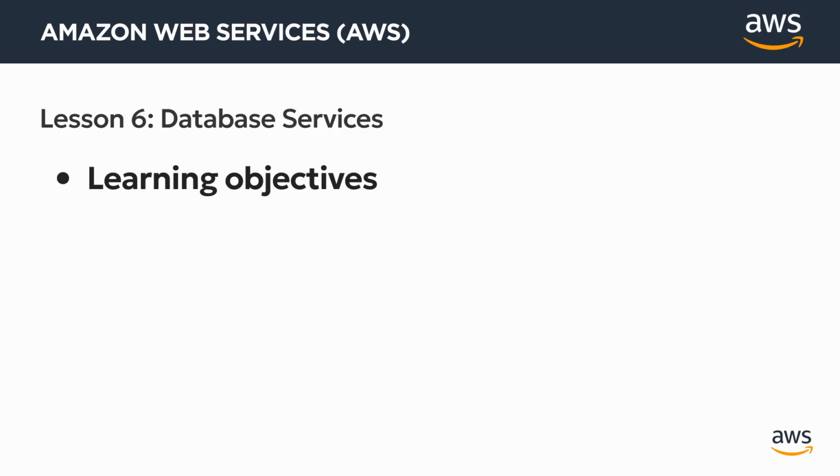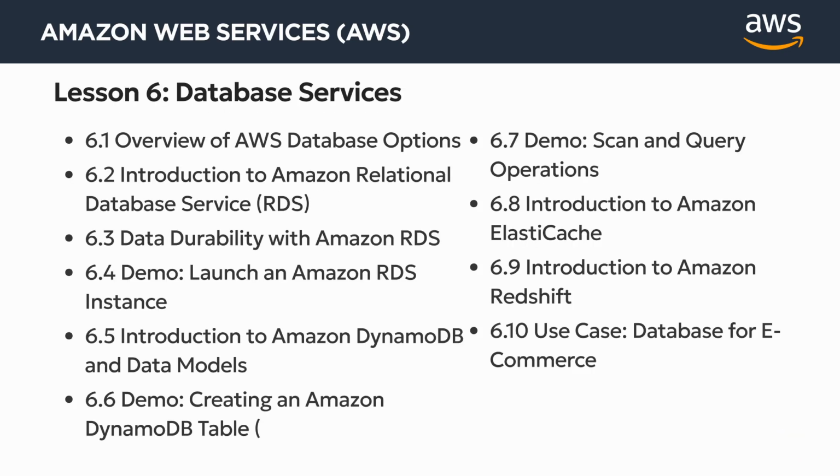From relational to NoSQL databases, most applications use at least one. Many architectures in AWS employ multiple databases of various kinds. In this lesson, we will explore highly available traditional databases on Amazon Relational Database Service, the NoSQL database, Amazon DynamoDB, and data warehousing with Amazon Redshift.